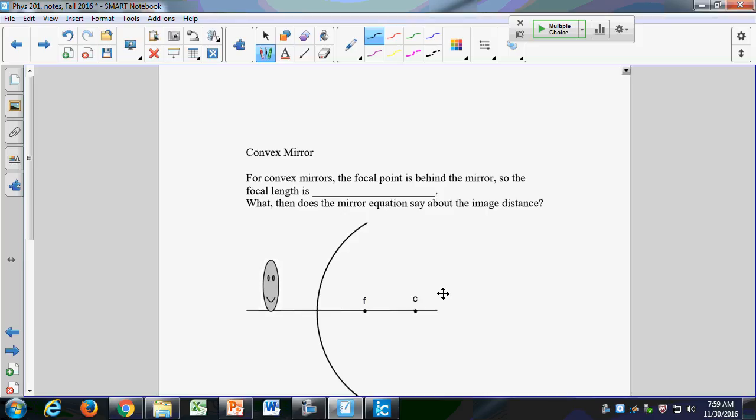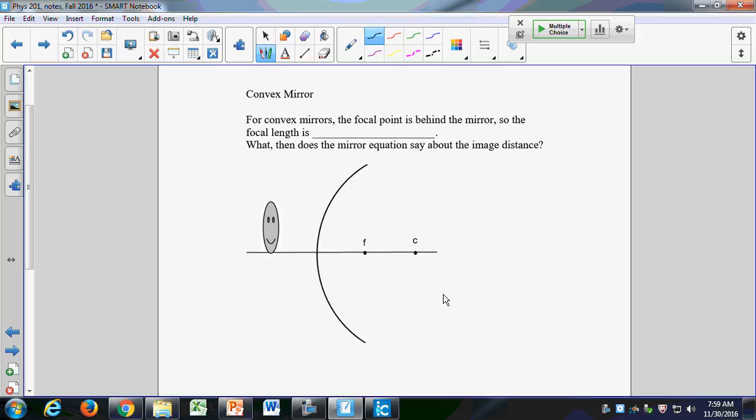Okay, now the convex mirror is similar, but we only produce one type of image with a convex mirror. Is this image virtual or upright, do you think? And why? We know that the image is upright, right? Because you can see yourself. And it doesn't matter where you stand. If you stand really close, it's upright. If you stand far away, it's upright. So is the image virtual or real? Why is it virtual?